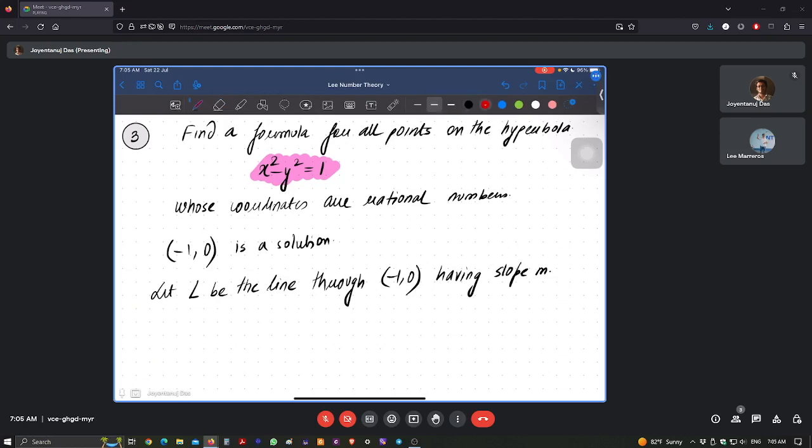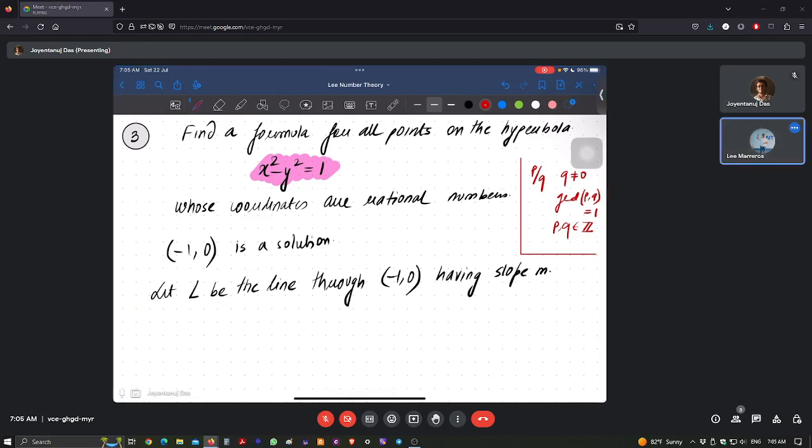So let me write down. The thing is P over Q, where Q is not equal to 0, and GCD of P comma Q has to be 1. So this is the definition. P and Q are integers. So here it is minus 1 over 1, right? So P and Q are minus 1 and 1. That's why you're choosing that one. Okay, I see.